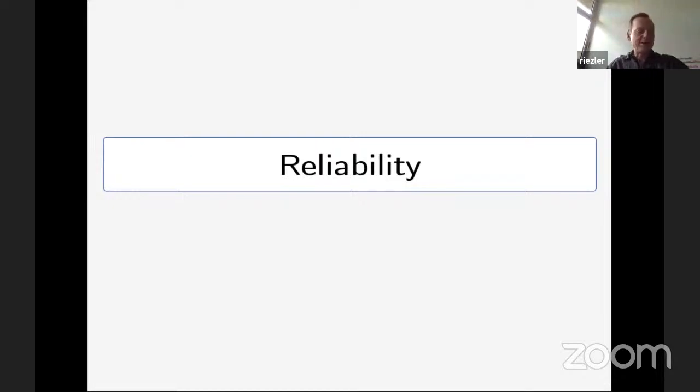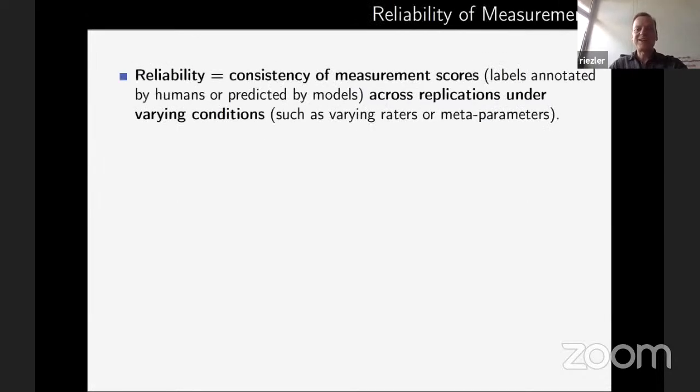So, reliability is the second topic, and reliability can be simply defined as the consistency of measurement scores across replications under varying conditions. What we will look at is measurement scores, being labels annotated by humans or predicted by models, and the replications under varying conditions are varying raters, varying occasions of ratings, and metaparameters of the models.